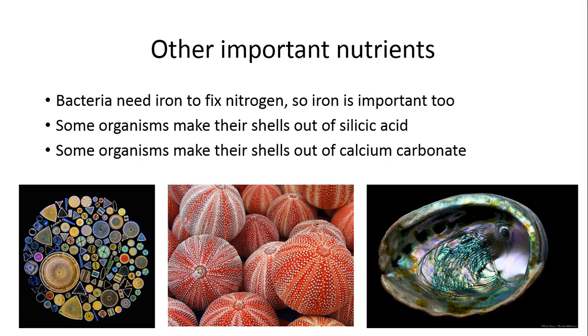Then there are organisms that need certain nutrients in the water to make their shells. For example, we have diatoms that make their shells out of silica. We have lots of organisms that make their shells out of calcium carbonate. Just a couple shown here, right? We have urchins and we have this pretty abalone shell. The basis of these shells is calcium carbonate. So calcium carbonate is another important nutrient.